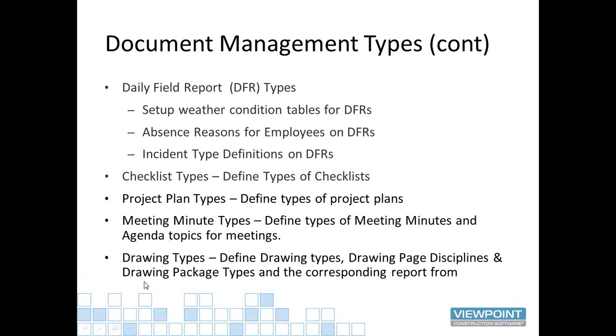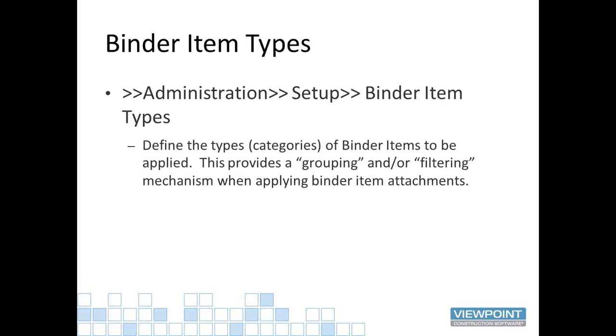Binder item types. So the binder items in ProContractor is our attachment mechanism for keeping track of images that we want to track electronically and not have to be fully reliant on paper. And there's a place within the software to define the types of binder items that we're interested in categorizing.